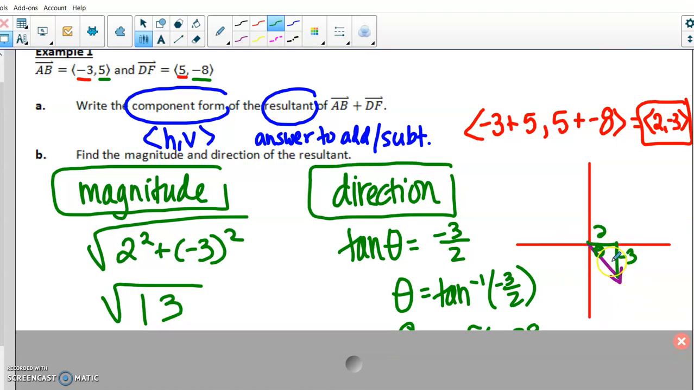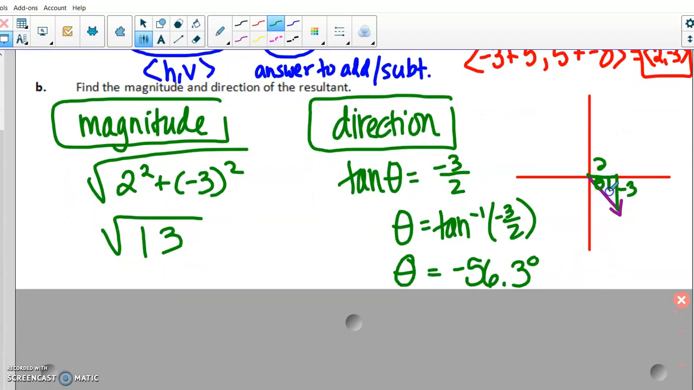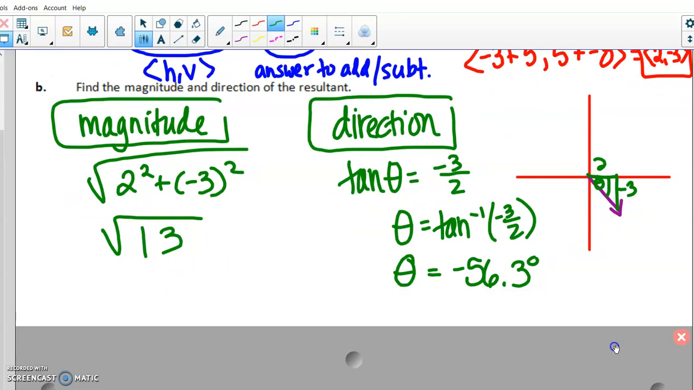We have our triangle here, and again, this is just like we did in our first video. So we know our opposite side to our angle, and we know our adjacent side. So we're going to use tangent. Arctangent will give me the angle. So if I do arctan of opposite over adjacent, that would be arctan of -3 over 2. When you put that in your calculator, you should get that this angle here is -56.3 degrees.